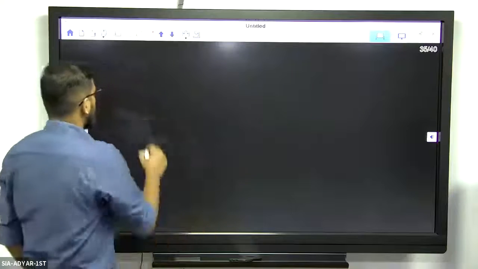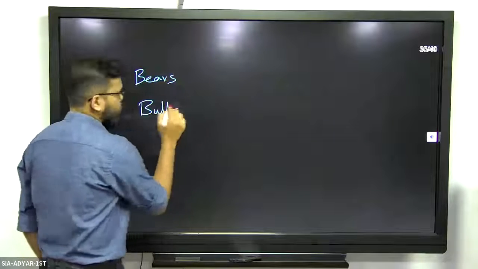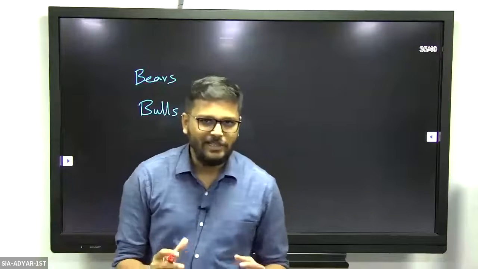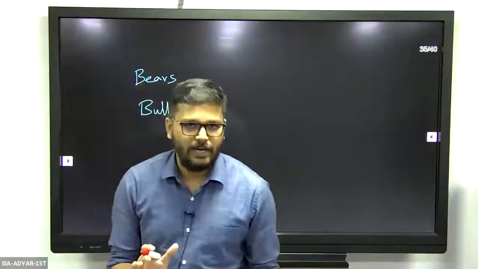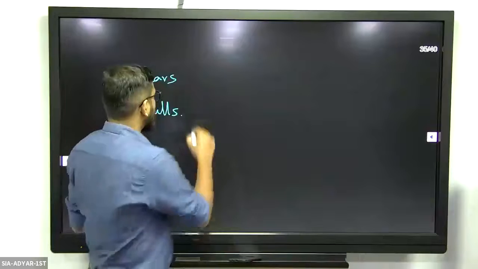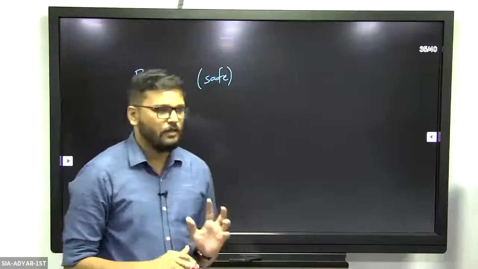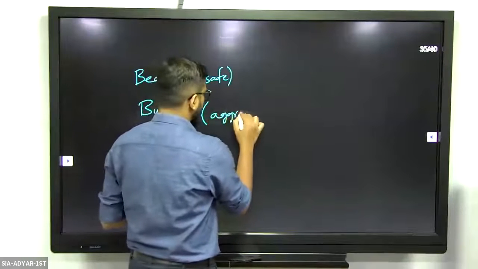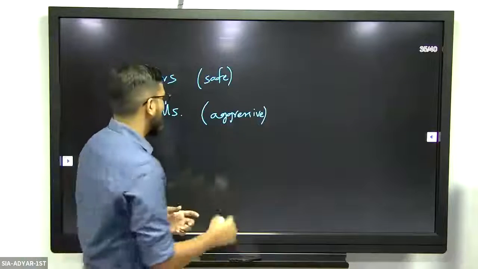There is a terminology called bears, and there is another terminology called bulls. Bears are generally considered to be very defensive, so it will not go and aggressively attack unless necessary. It will try to hide and try to be safe. So bears are people who try to be safe, who are risk averse, who always expect the worst. Bulls are aggressive, which means they expect something good at all times. So they are risk takers.